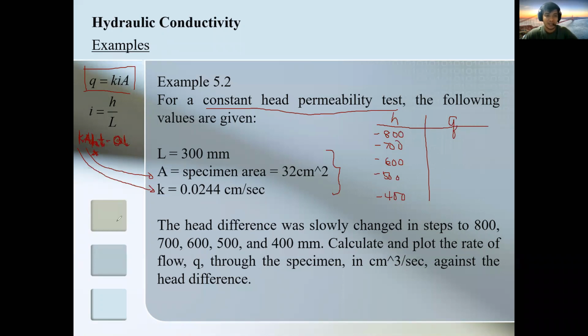Now since we don't have t, what we are looking for is Q. So of course we manipulate the formula. We have QL, right? So I divide the H, I mean the T, on the other side so that we get Q, because that is what we are looking for, right? Q equals KAH over L.